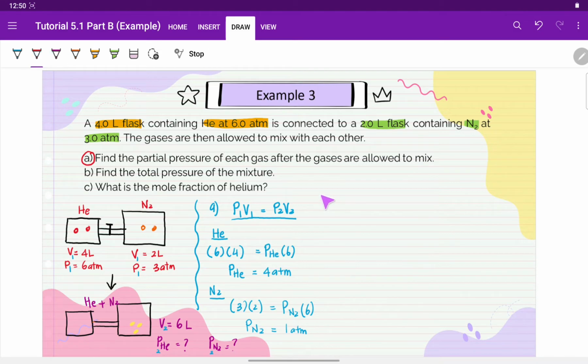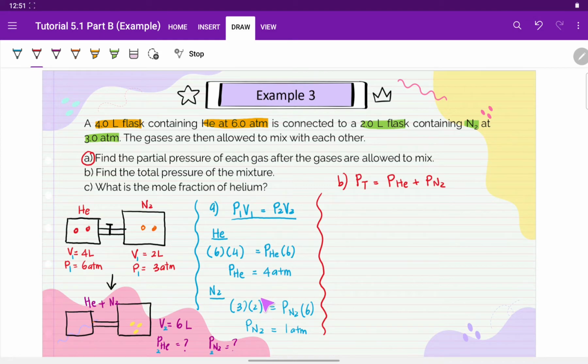Okay, seterusnya kita akan jawab soalan B. Okay, apa soalan B minta? Find the total pressure of the mixture. Okay, total pressure simple, tak ada masalah. Kita akan gunakan Dalton's law of partial pressure, yang mana maksudnya dia minta yang dekat sini lah. Okay, so P total adalah sama dengan partial pressure of helium tambah partial pressure of nitrogen after it is mixed.